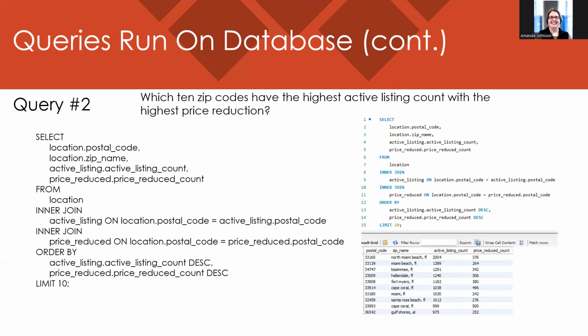The second query: which 10 zip codes have the highest active listing count with the highest price reduction? This was for a buyer trying to find a market that has inventory that is not moving as quickly. So here's my query on that.